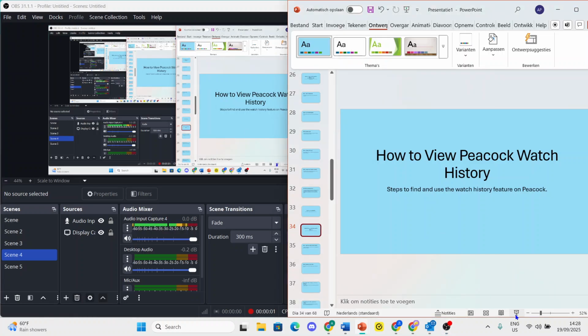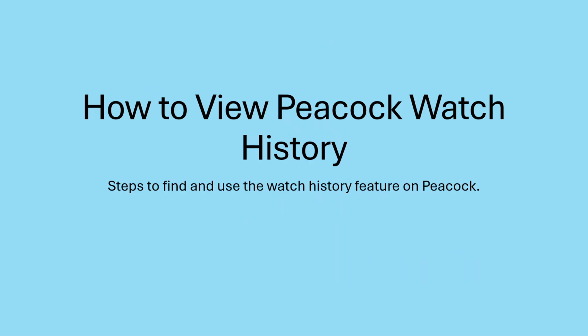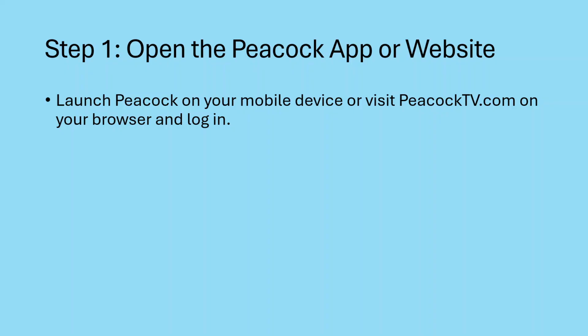In this video, I'll show you how to view your Peacock watch history. Step 1. Open the Peacock app or website. Launch Peacock on your mobile device or visit peacocktv.com on your browser and then log in.